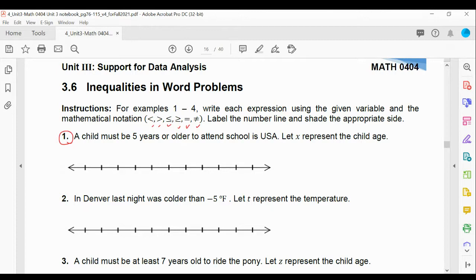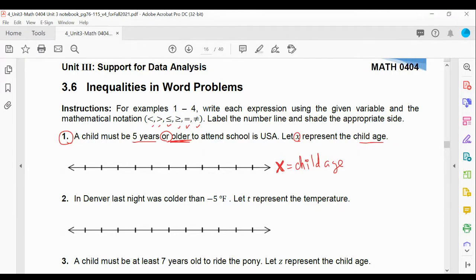So it says on number 1, a child must be 5 years or older to attend school in the US. Let X represent the child's age. So on this axis, this whole axis, we're going to label it with the variable X. All these values in here represent the X value, which is the child's age. So let me just put X is the child's age. You might be using different variables for any of the others.